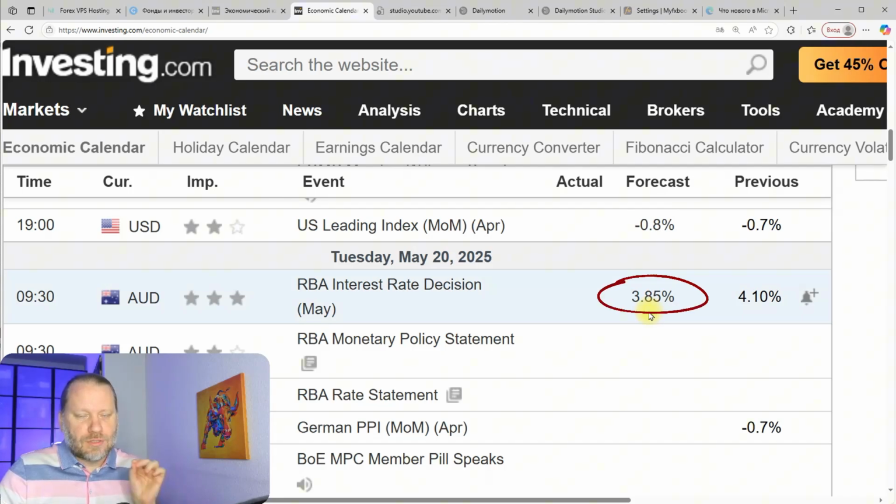For the 20 years that I have been trading the market, I have seen the same pattern. Almost always when the rate goes down, the currency also goes down. If the rate goes up, the currency goes up. Sometimes it's the other way around. Markets are unpredictable. You cannot be 100% sure. But in most cases, when the rate goes down, the currency also goes down. So make a note of this news.